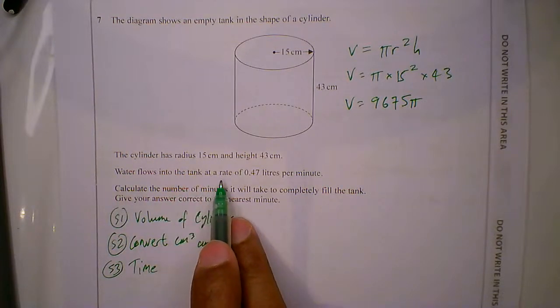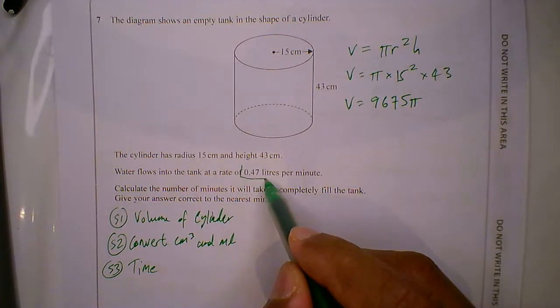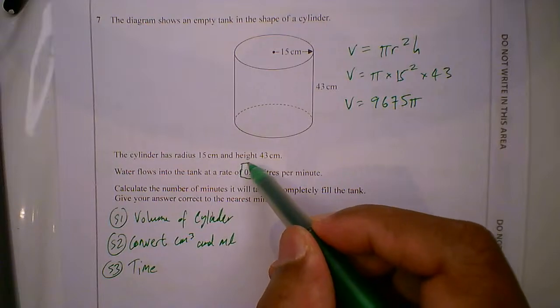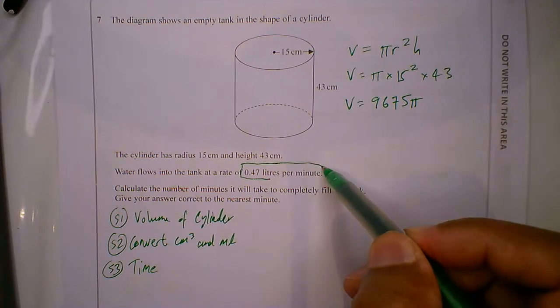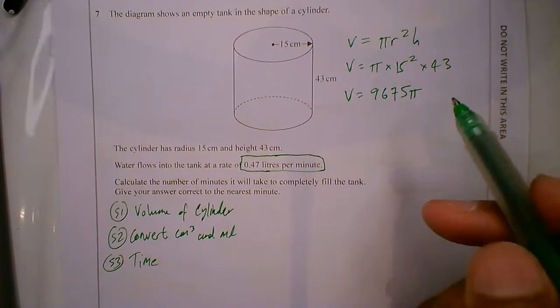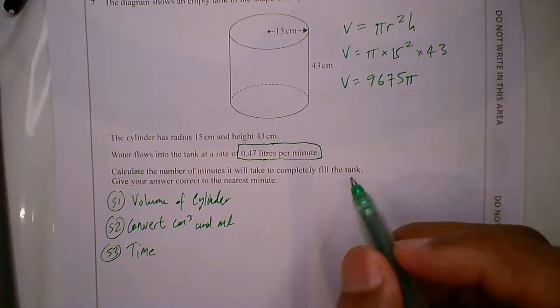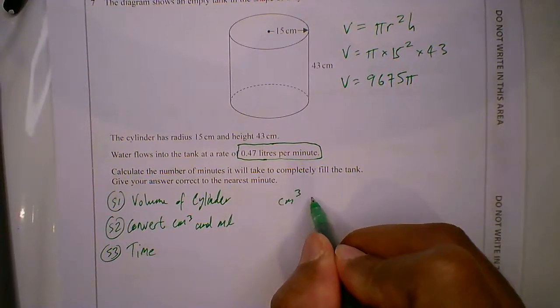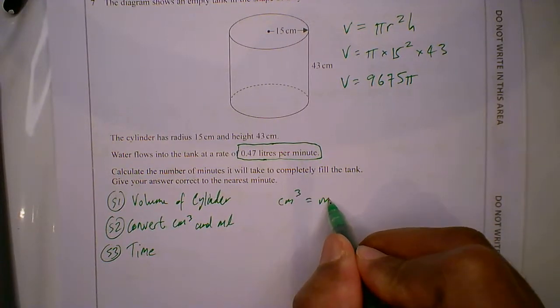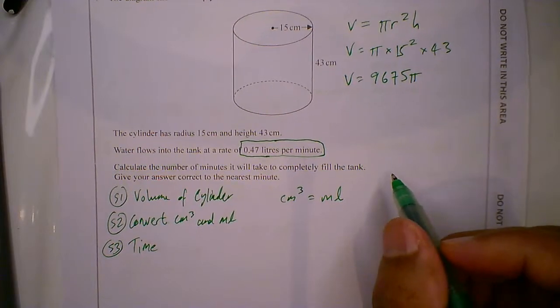Water flows into the tank at a rate of 0.47 liters per minute. So if I think about centimeters cubed, there needs to be a link with milliliters.